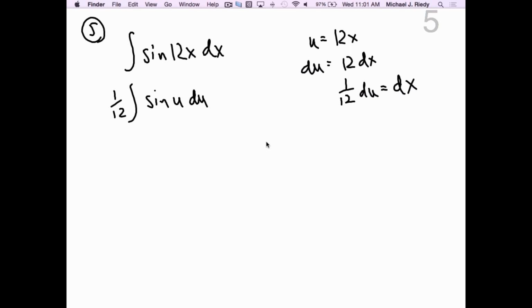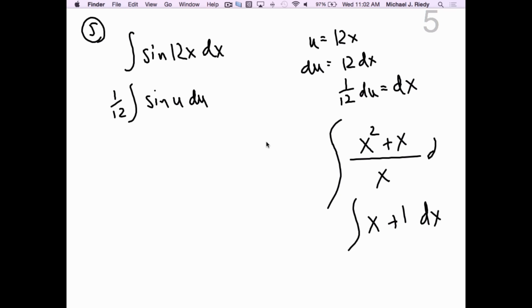Anytime you have a chain rule, product rule, or quotient rule that can't be algebraically manipulated, you've got to use a u-du. And we've seen some product rules and chain rules that can be solved without doing this, like the one with x squared plus x over x. You can split that into the integral of x plus 1 dx and solve that. But if it can't be algebraically manipulated, then you have to go to a u-du.